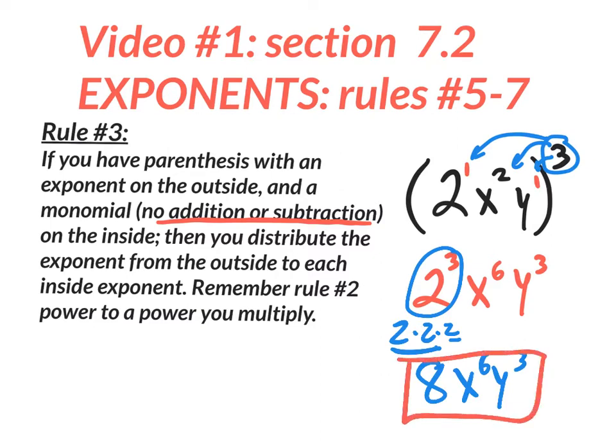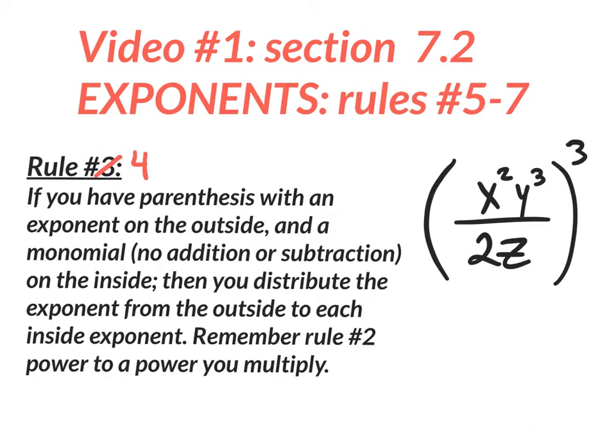Now that was rule 3. Now like I said, rule 4 is the same thing. The only different type of problem you're going to have is something like this. So it's the same exact rule. You still have parentheses right here. You still have an exponent on the outside, and there still is a monomial on the inside. There's no addition or subtraction, right? There's multiplication between the x squared and the y to the third. There's multiplication between the 2 and the z. So it's the same exact rule.